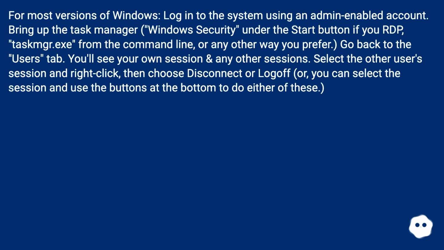For most versions of Windows, log into the system using an admin-enabled account. Bring up the Task Manager, Windows Security, under the Start button. You can run taskmgr.exe from the command line, or any other way you prefer. Go to the Users tab. You'll see your own session and any other sessions. Select the other user session and right-click, then choose Disconnect or Log Off, or you can select the session and use the buttons at the bottom to do either of these.